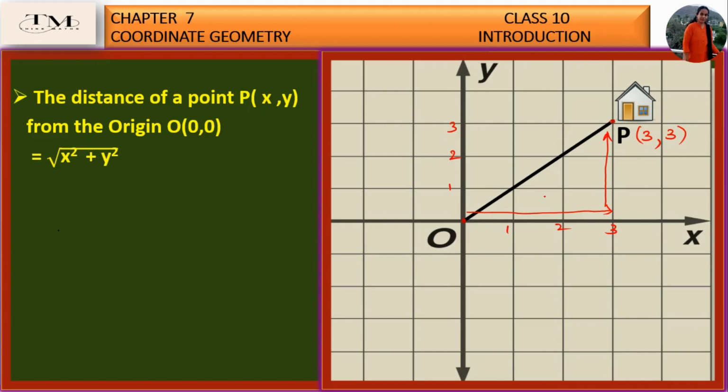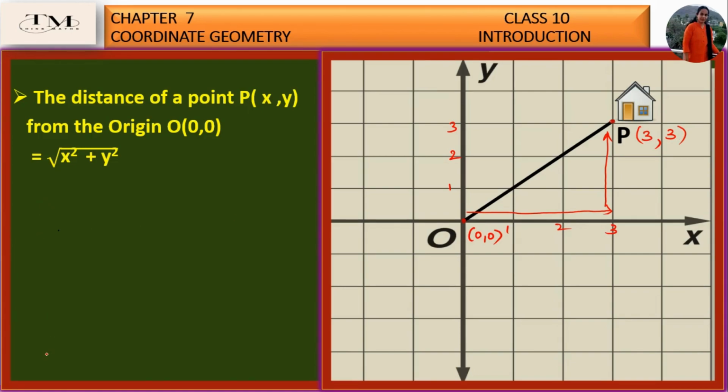So practically we can say, so this home lies in the direction, so it is at east side. So this is west and this is east. So towards east it is at 3 points and towards north it is at 3 points. So we have to find out the distance between the origin, which is 0, comma 0 and the point P, which is home at 3, comma 3.